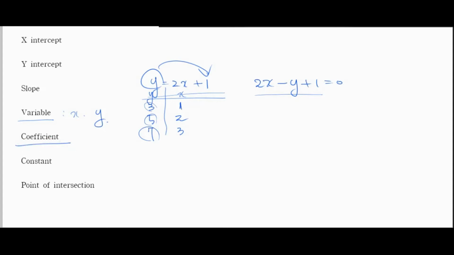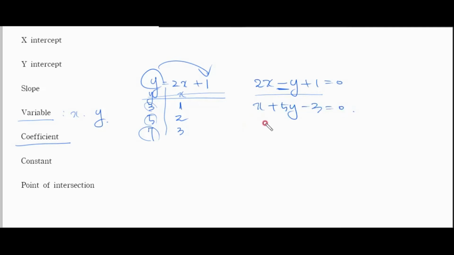First, the coefficient is the number that goes in front of variables like x, y, a, and b. So in this equation, the coefficient of x will be 2, and the coefficient of y will be minus 1. And let's just write one more equation down: x plus 5y minus 3 equals 0.